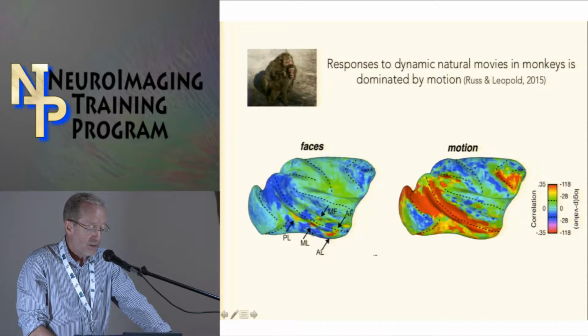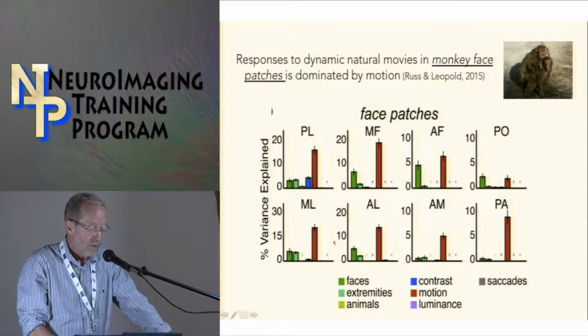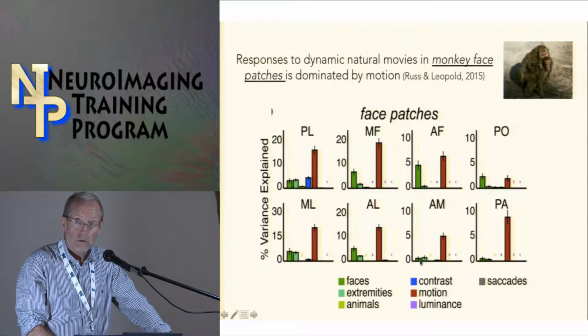Now here are the face patches. So this actually is a very nice face patch localizer, just having the monkeys watch movies of other monkeys doing monkey things. And they can identify, here's PL, ML, AL, in the face patch system. But if you look at the variance accounted for in PL, ML, MF, AL, AM, the amount of variance that's accounted for by motion is much more than the amount of variance accounted for by the presence of faces.